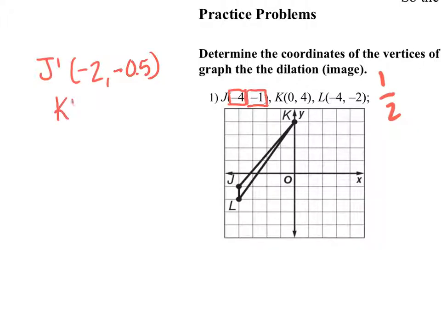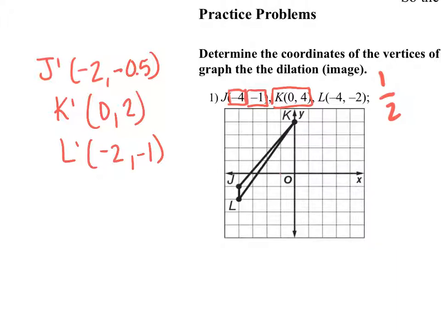So K prime is going to be, half of 0 is still going to be 0. Anything times 0 is 0. And then half of 4 is what? 2. So that's K prime. So we've done both of those. And then L prime. Half of -4 is -2. Half of -2 is -1.